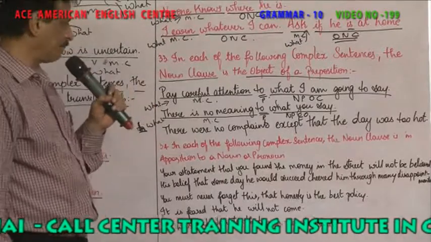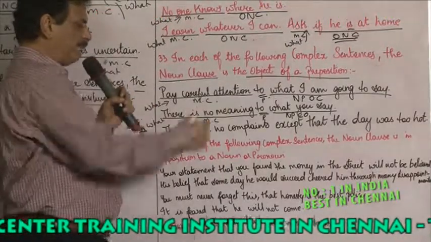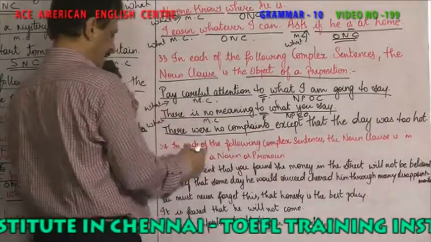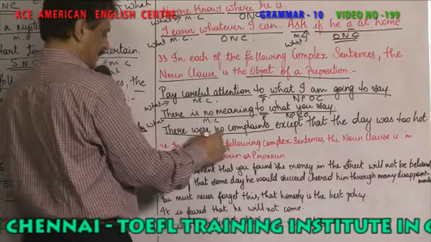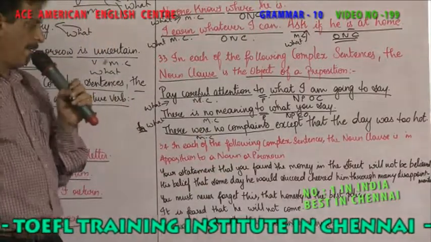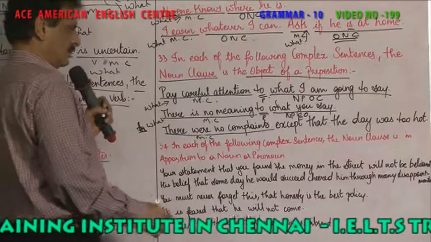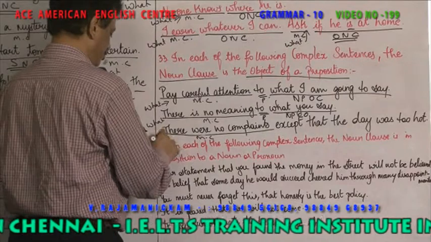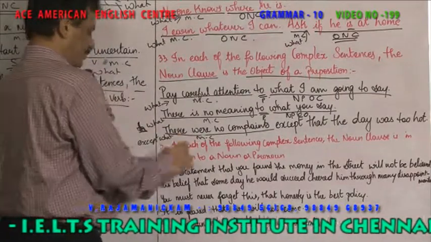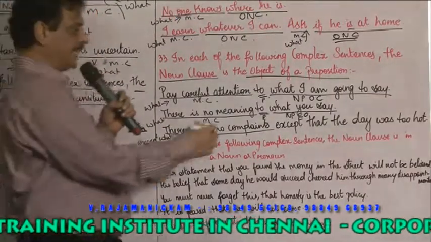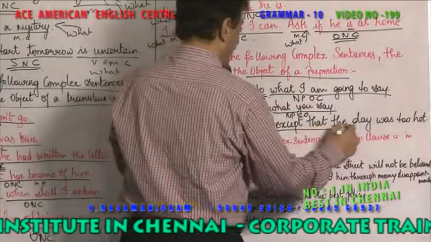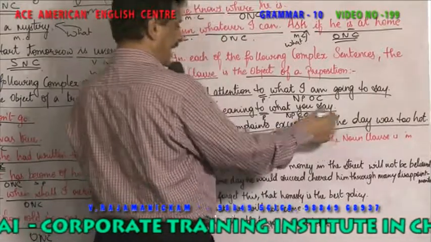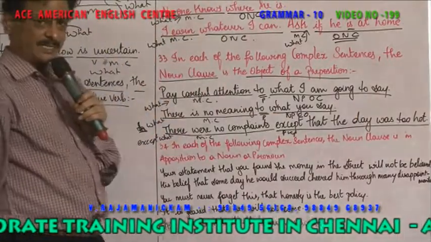To what you say. There were no complaints. It's a full meaning. Predicate is there. So it is a main clause. It doesn't depend upon any sentence. There were no complaints. Except what? There were no complaints except that the day was too hot. Except is the preposition, and that the day was too hot comes as an object.